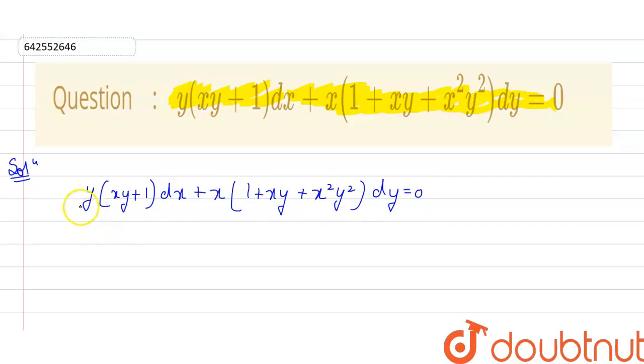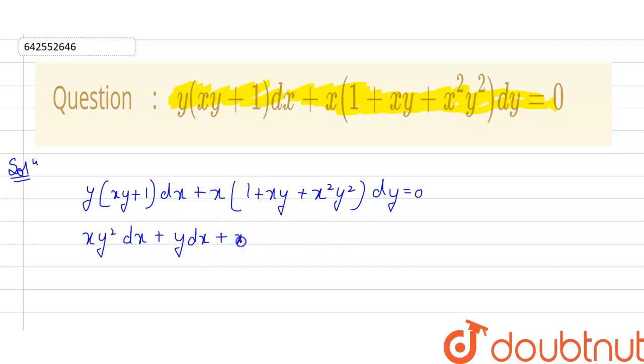Now what I can do here is open the brackets. The first term will become xy² dx, plus y dx. Then, if I open the brackets here, x into 1 into dy will become x dy.